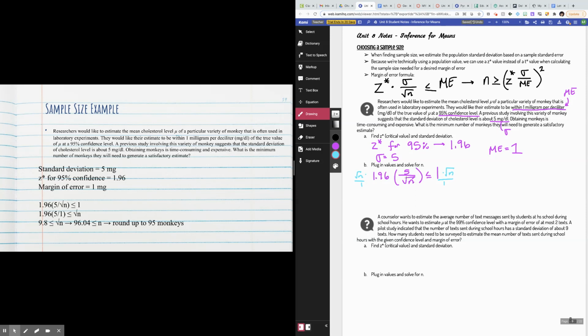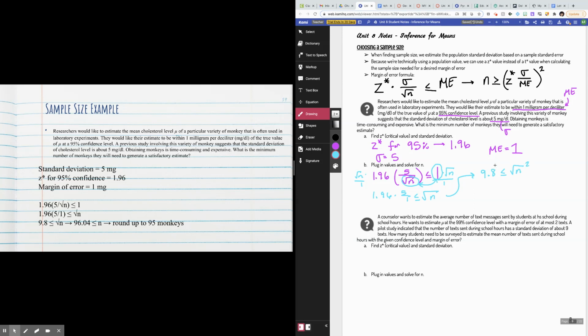Basically I'm taking this and switching them to get the n by itself. So I end up with 1.96 times 5 over 1 has to be less than or equal to the square root of n. And then I get 9.8 is less than or equal to the square root of n. That's multiplying 1.96 times 5.